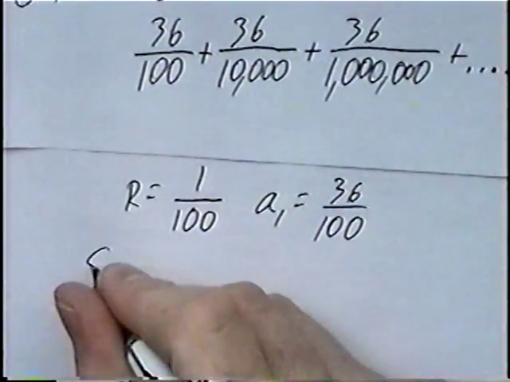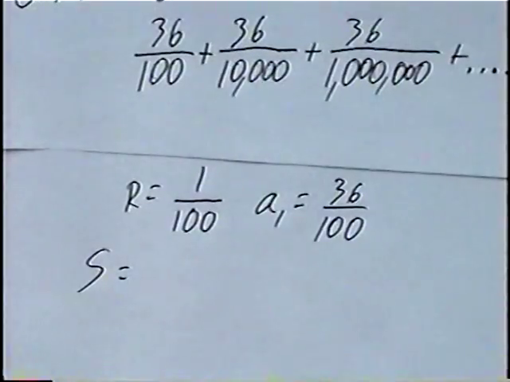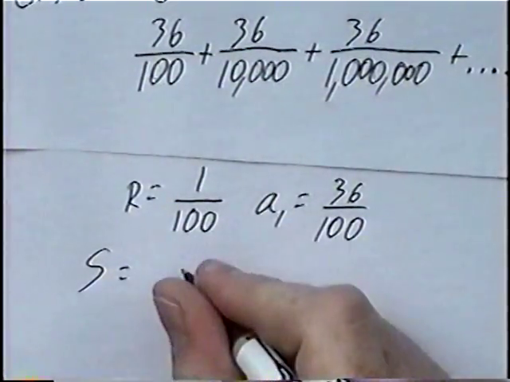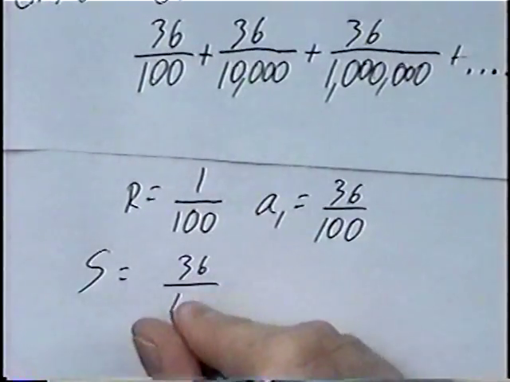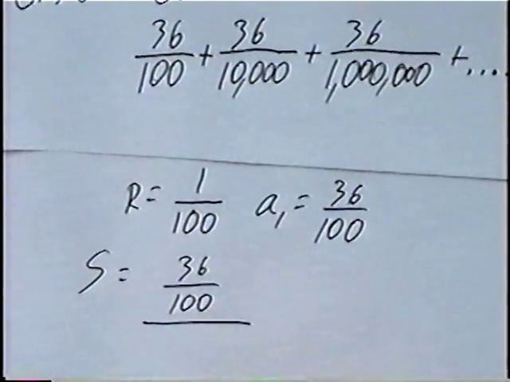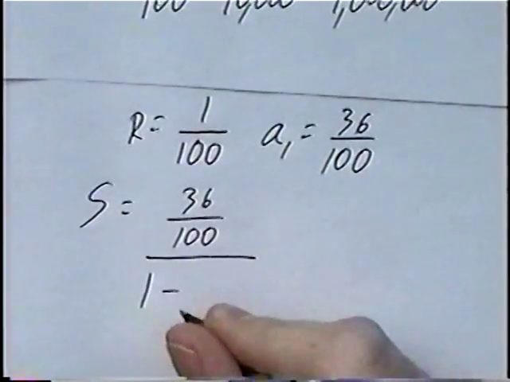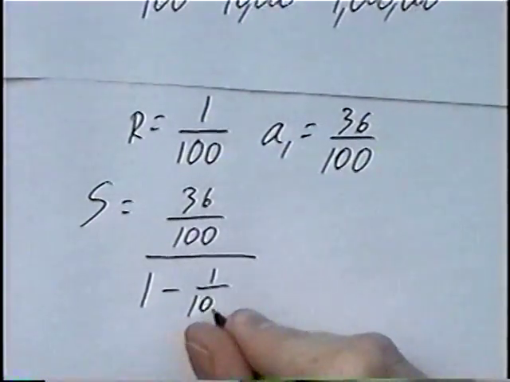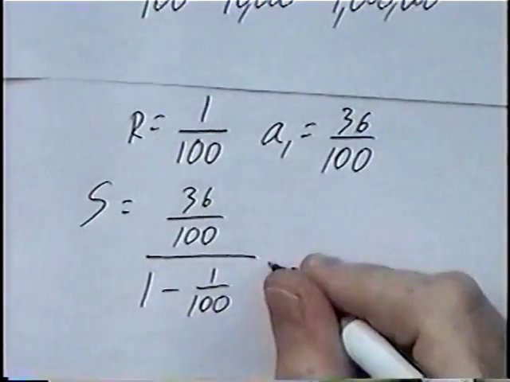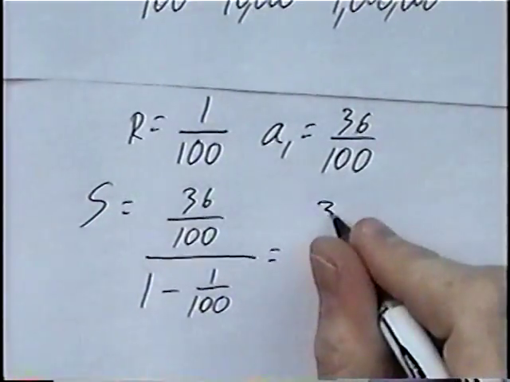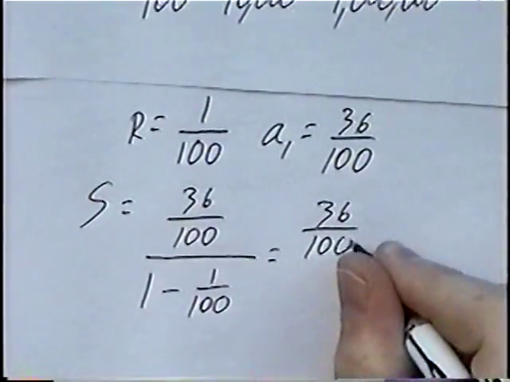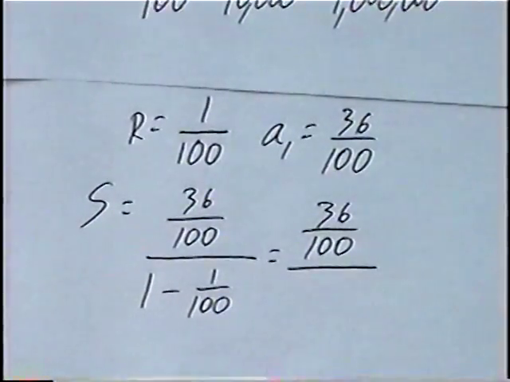Using the formula again, we find the sum of an infinite geometric sequence, starting with A1, which is 36 over 100, and dividing by 1 minus the rate, which would be 1 minus 1 over 100. Simplifying, 36 over 100 will stay the same, divided by 1 minus 1 over 100.